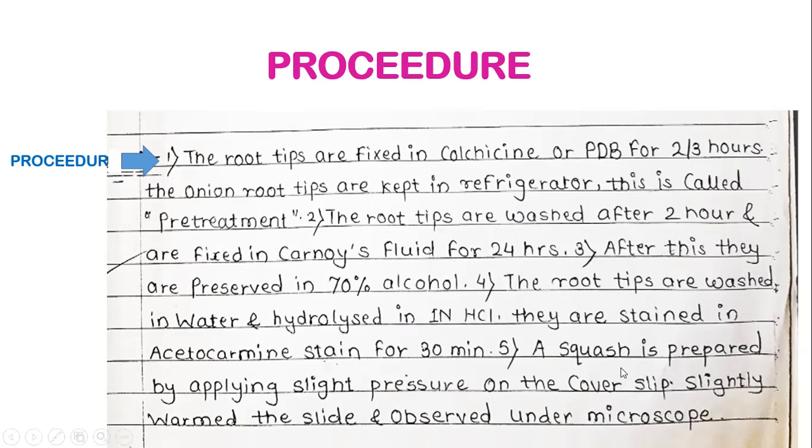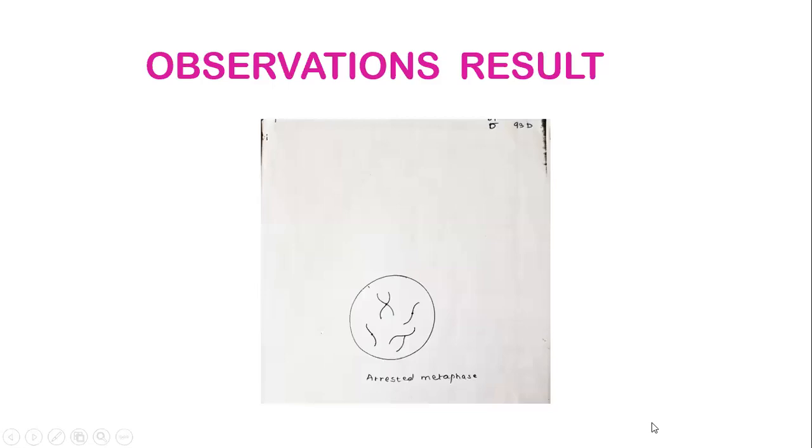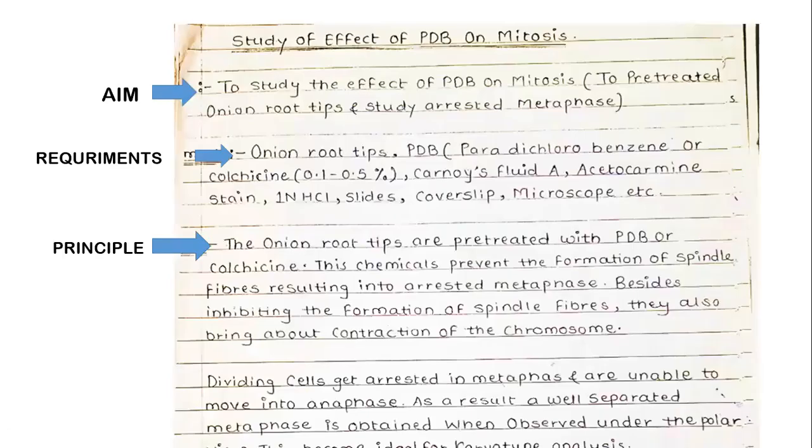Then remove the blotting paper, and clean the slide with the help of the blotting paper. Last step, slightly warm the slide and observe under first low power and then under high power. What you will observe: observations and result. You will observe chromosomes suspended in the polar view, which is called arrested metaphase. So this is the experiment.